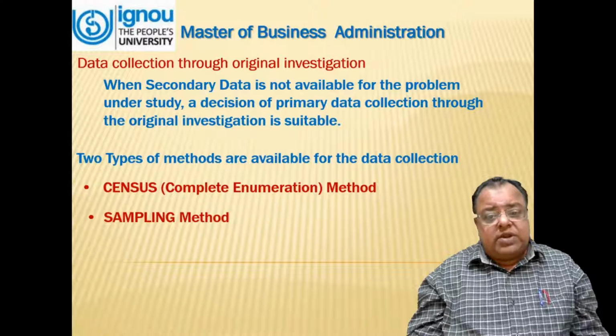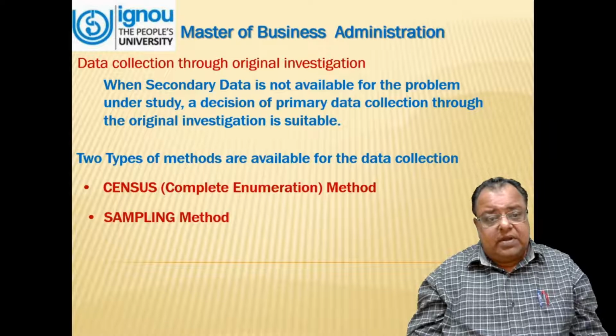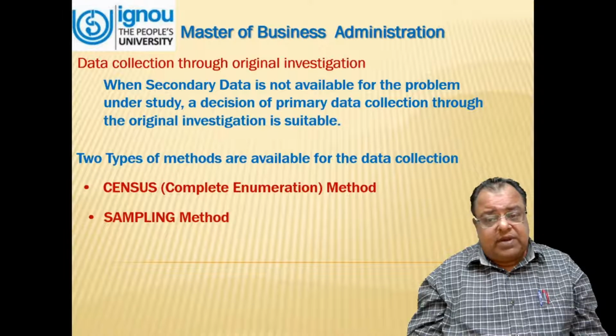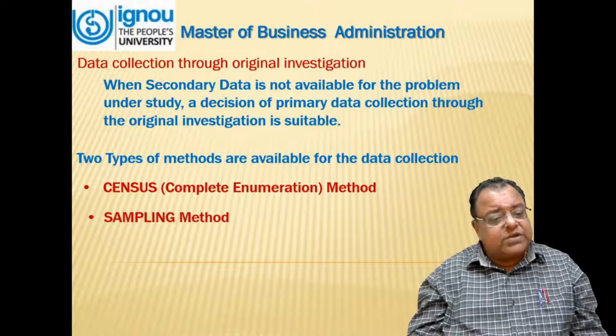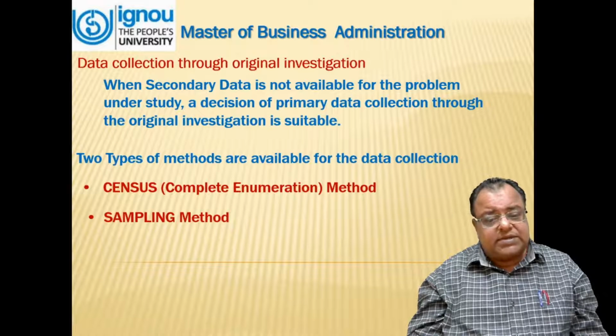Data collection through original investigation. When secondary data is not available for the problem under study, a decision of primary data collection through original investigation is suitable. There are two methods available for data collection. The first one is Census, that is the complete enumeration method, and the second one is the sampling method.